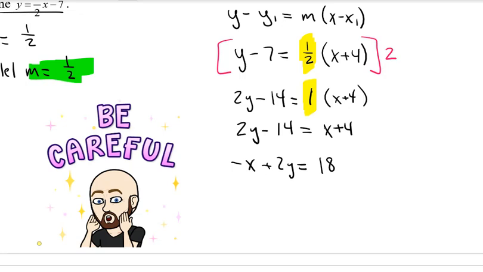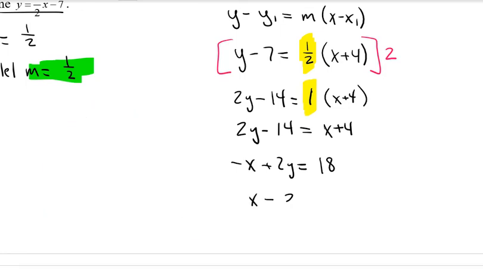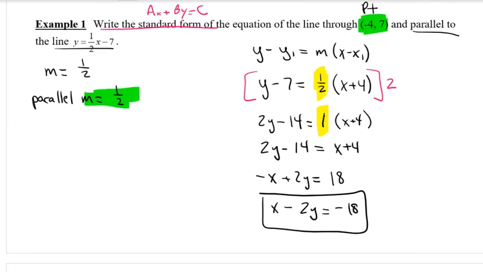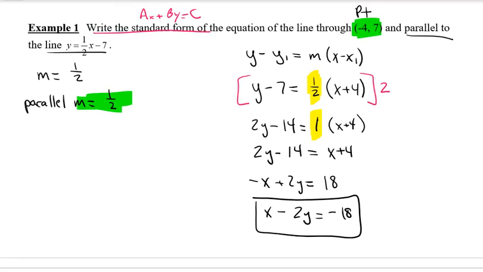Now again, you've got to be careful. The first term, the ax term, has to be positive, and I look at this one right here, it's not positive. So when that's the case, we have to multiply everything through by negative 1 or switch sides. So x minus 2y equals negative 18 will be the final answer in standard form of the equation of the line that goes through negative 4, 7 and is parallel to the line that we were given. That's it. Pretty straightforward stuff.